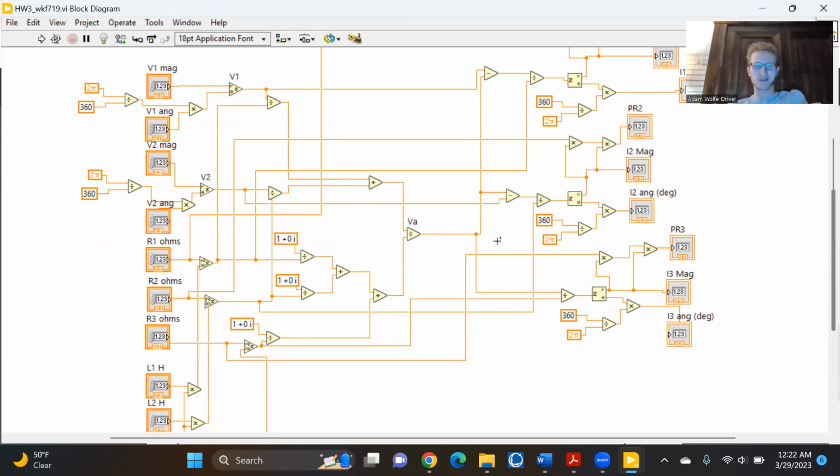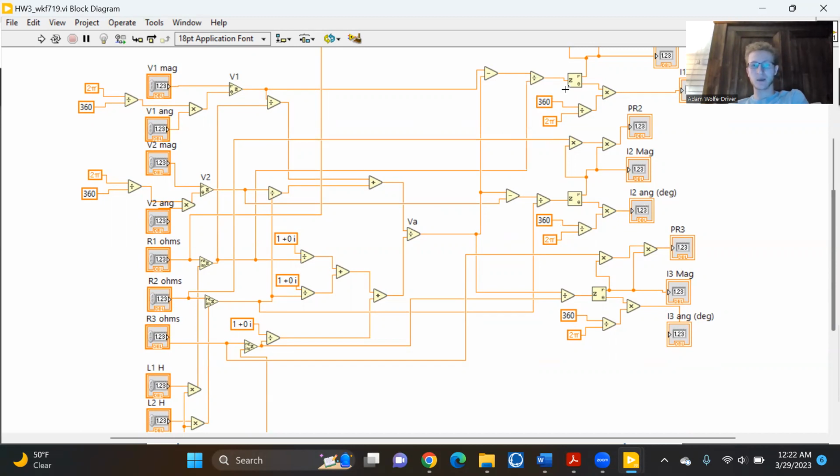Once you find VA, you've already done the hard part. The rest of it, you actually backtrack to your hand calculations, for example, I1 was 10 angle 0 degrees minus VA over 1 plus J4. So you just take those values and you build I1 using this difference, and then you divide it by that sum.